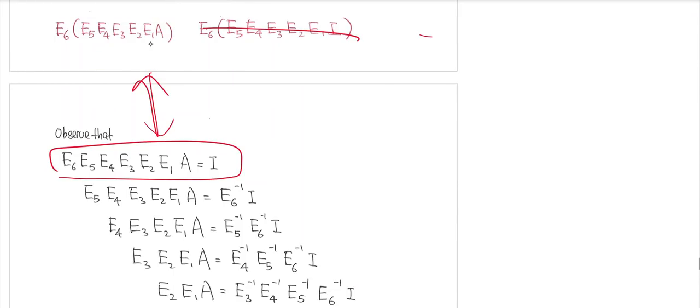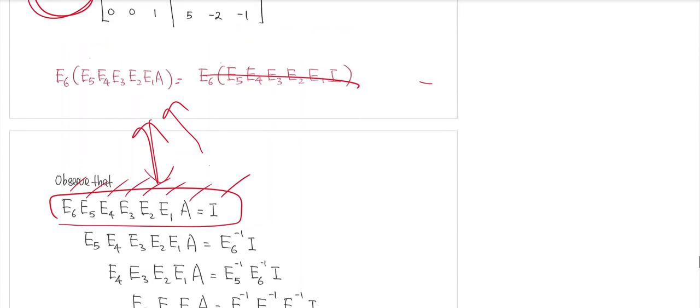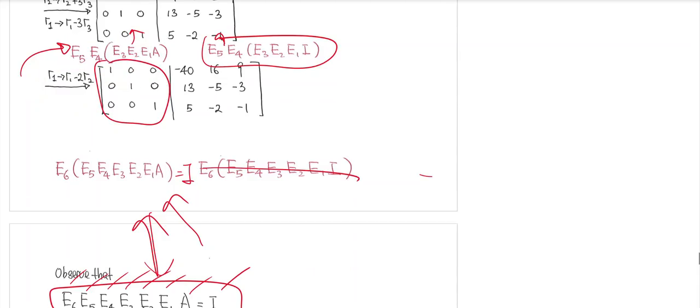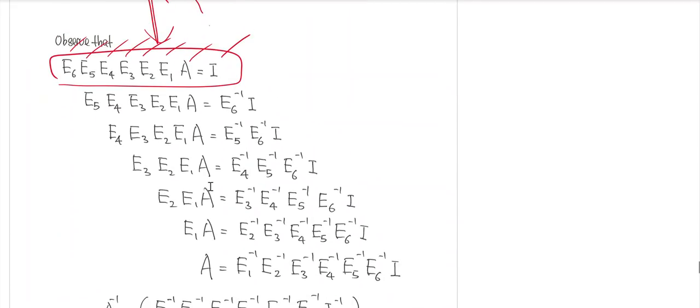There's no BS. It's exactly the same things. E6, E5, E4, E3, E2, E1. I is I. Why is it I? Because, as you can see, that's I. That's the identity matrix. Okay, we're almost there. Now, we want to isolate the A.